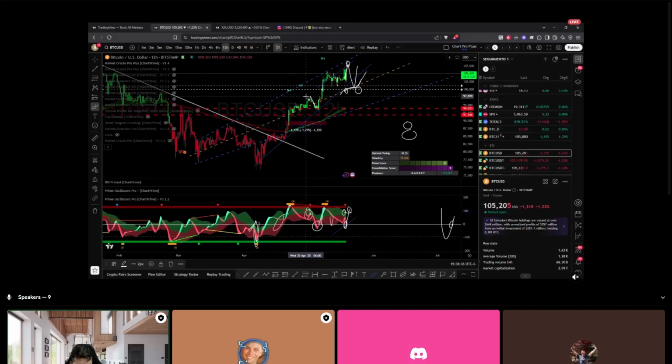Where do we go to? The next big support, right? So I believe this is going to be a fractal so far. But again, prepare for your worst case scenario. Always prepare for the worst.